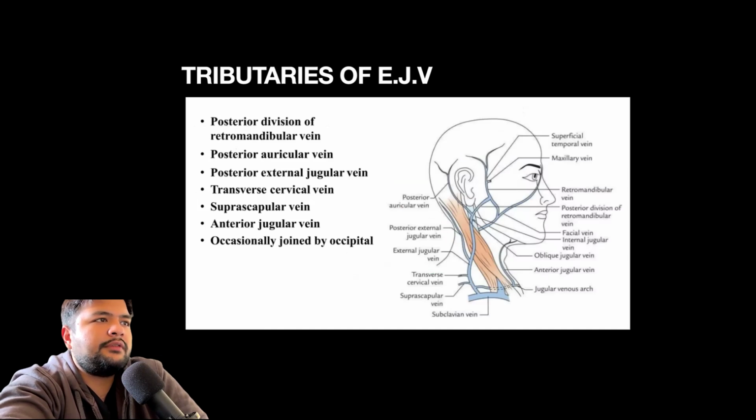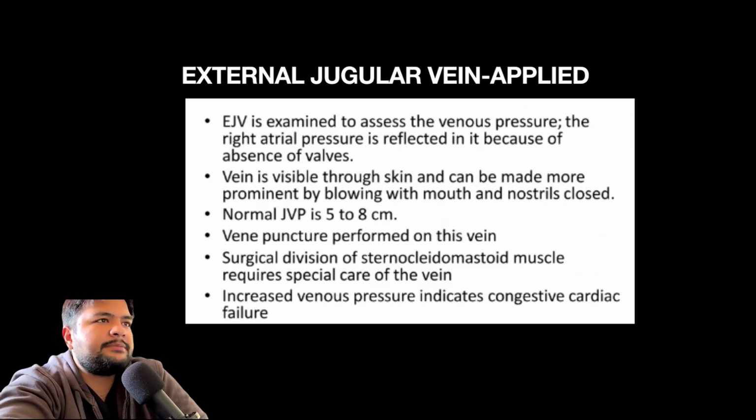Tributaries of the external jugular vein: the posterior division of the retromandibular vein, posterior auricular vein, posterior external jugular vein, transverse cervical vein, suprascapular vein, anterior jugular vein, and occasionally the occipital vein. Then coming to the applied aspects of the external jugular vein, it is examined to assess the venous pressure.